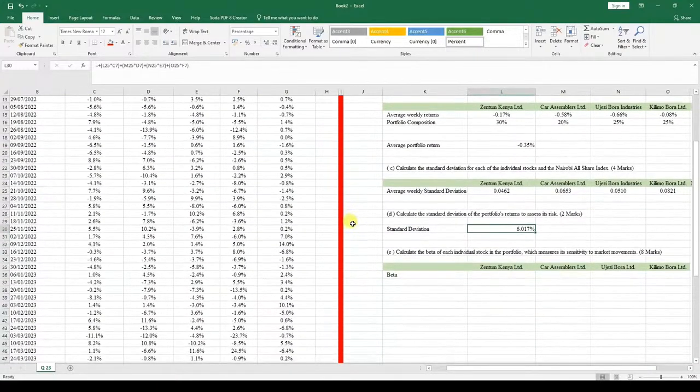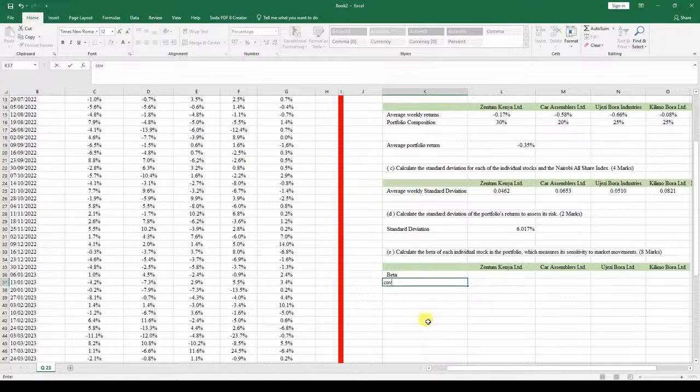Then finally, we are asked to calculate the beta for each individual stock in the portfolio, which measures its sensitivity to market movements. The beta is given by the covariance of the market and stock, so you can put it like so: covariance of the market and the stock. Then we divide that against the variance of the market, like that. And that's what we're going to do. Covariance of the market and stock over variance of the market.